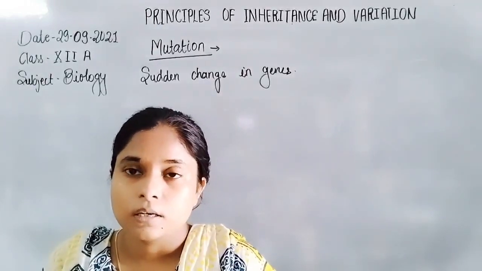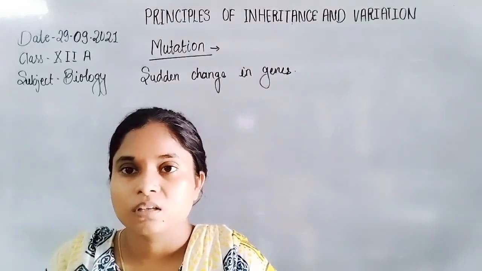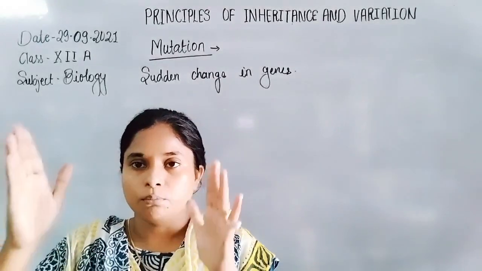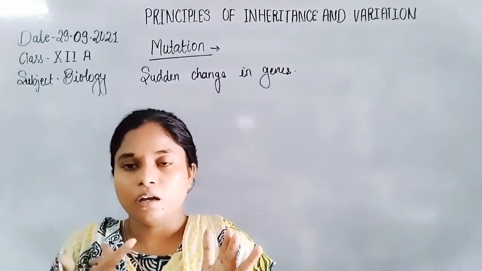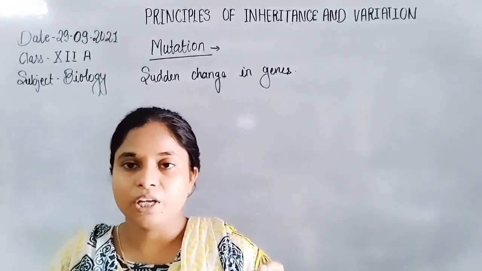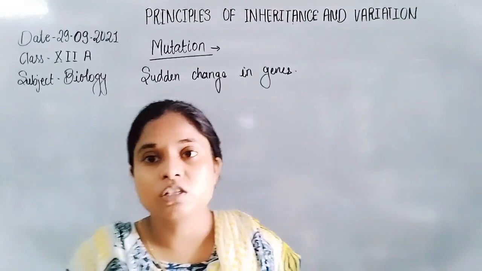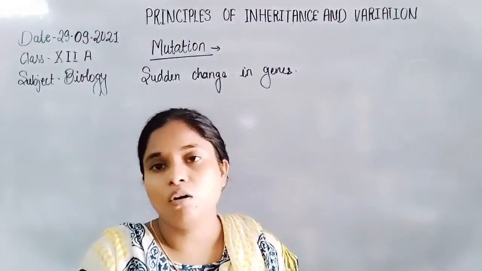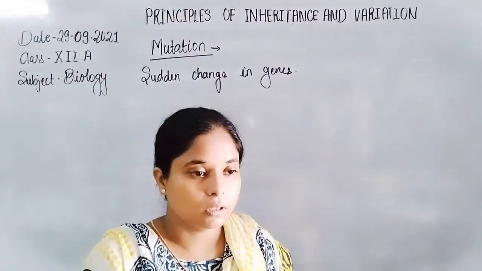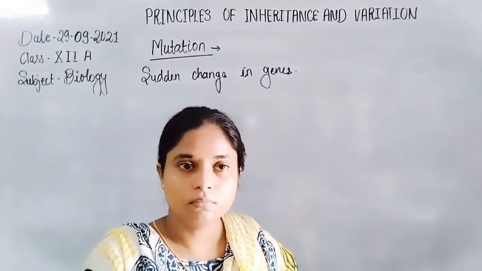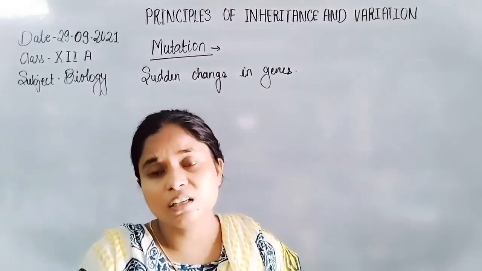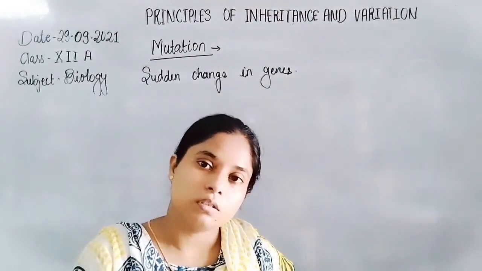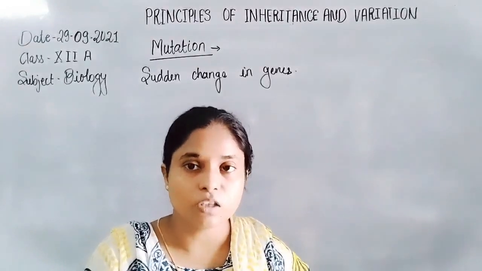Another is inversion. If a small portion of a gene or DNA breaks and is then added back inverted in the sequence of DNA, such a type of mutation is known as inversion mutation. Another is frame shift mutation. It is caused either by deletion or by addition of a nitrogenous base.